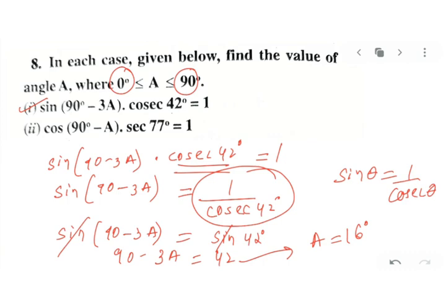Very same problem, your second. You have to just take this sec 77 here in division, and 1 upon sec 77 you can write cos 77, because cos theta is equal to 1 upon sec theta.